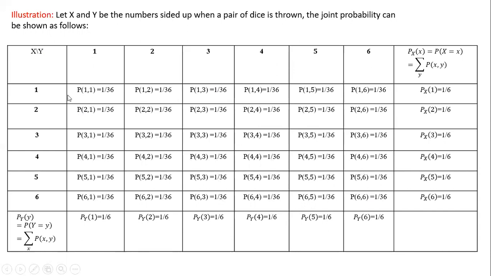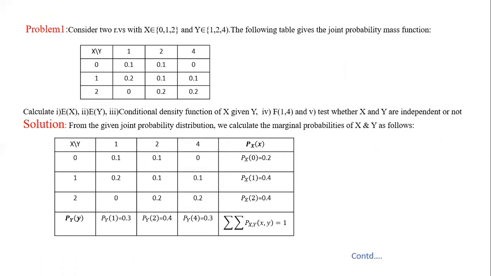If I add all these things, that is probability of (1,1) plus probability of (1,2), probability of (1,3), and so on up to probability of (1,6), it is the marginal probability of x equals 1, which is 1 by 6. This is the marginal probability of x equals 2, and like that up to the marginal probability of x equal to 6. Again, the sum of all marginal probabilities of x is 1, and the sum of all marginal probabilities of y is also 1, right? So this is the table, the example for the joint probability distribution.